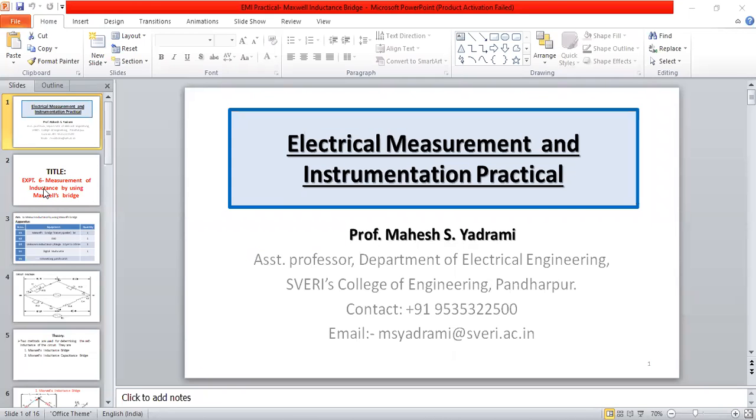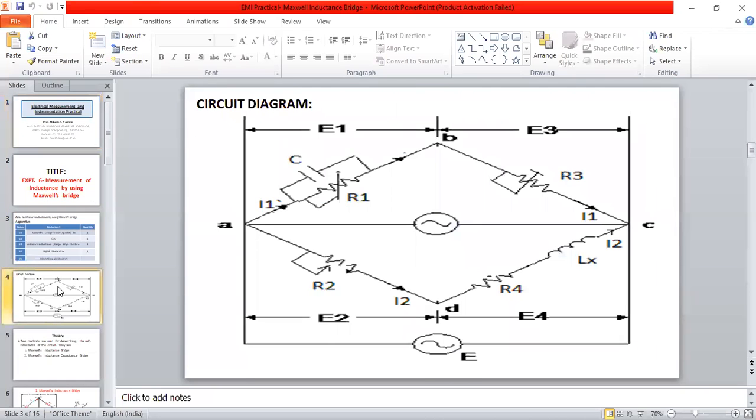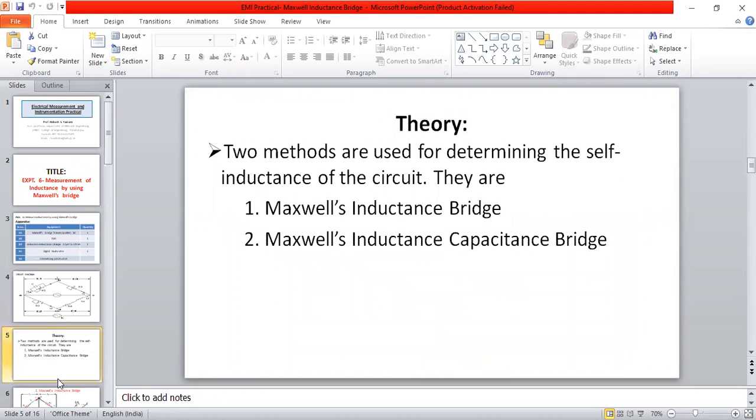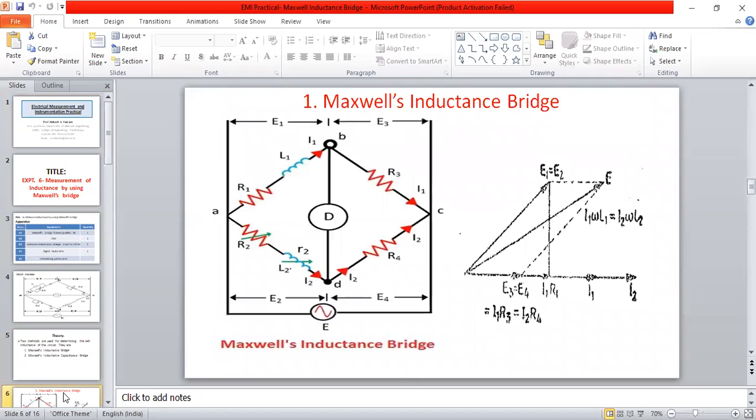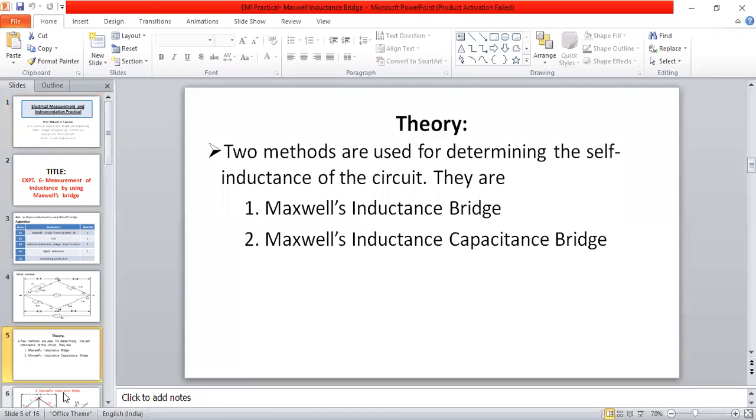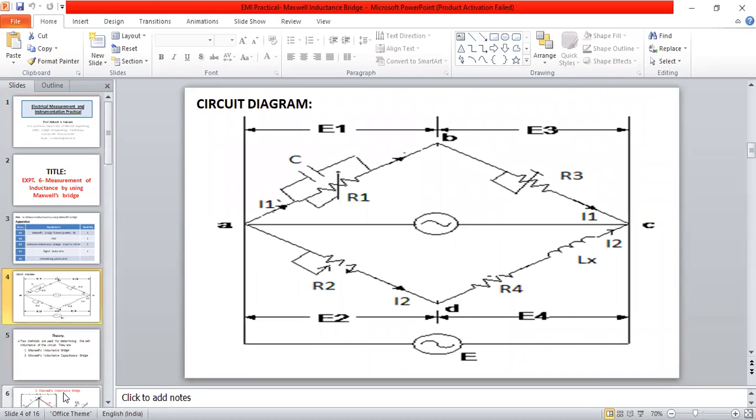So how many experiments are over? Anyone, can you tell me? 4. 4 experiments are over. 4 or 5? Those are separate. Separately, I told you, we have to do that separately. Okay. So total 5 experiments are over already.